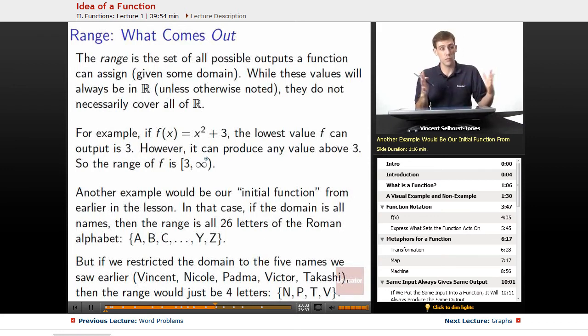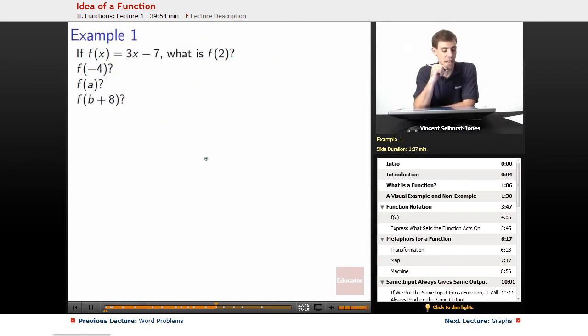Normally, we look at everything that can go into the function, and that's how we think of the domain. So the range is everything that could come out. But sometimes we'll be given a more restricted domain, and we have to think in terms of that more restricted domain. All right, ready for some examples.